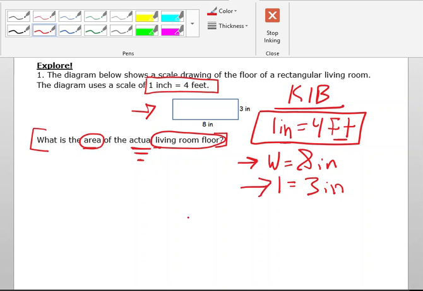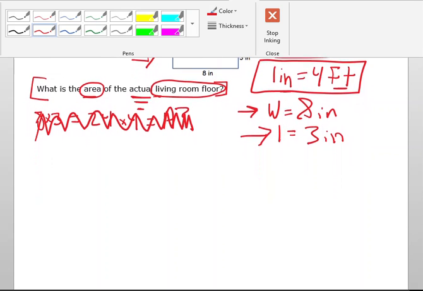Now, somebody said to me today, hey, Ms. Syed, can I just do 8 times 3, which is 24, and then 24 times 4 for my area? And the answer to that is absolutely not, and I'll show you why in a second. So I do need to find my actual width and my actual length.